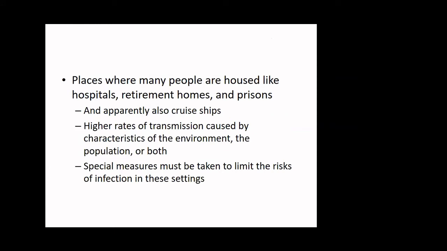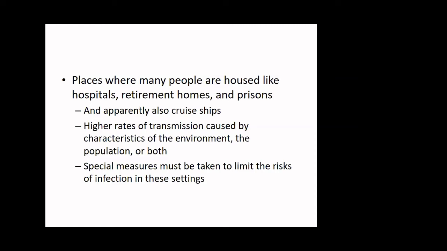There is a lot of transmission in places where there are many people housed. What we've seen with coronavirus was even on cruise ships, right, where you have a lot of people in an isolated environment. They can't really separate from one another in that environment, and disease spreads rapidly through the population. Prisons, retirement homes, and nursing homes.